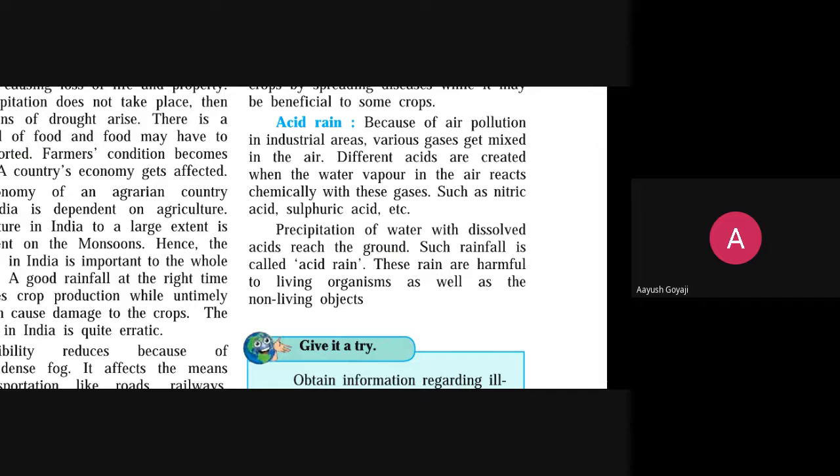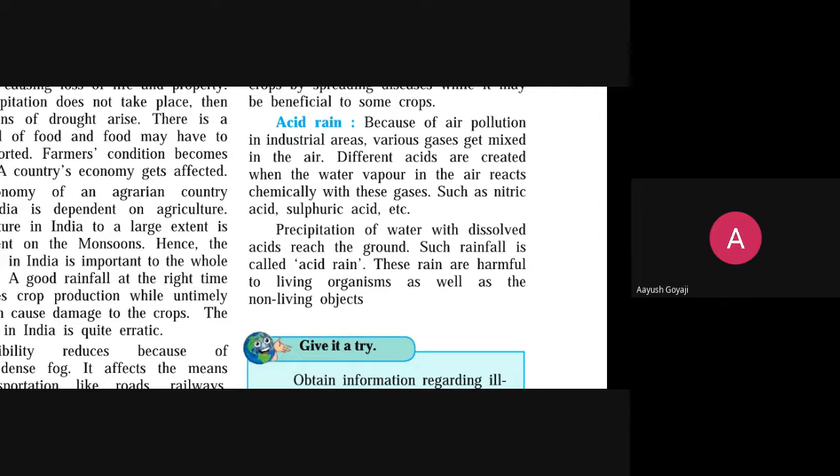म्हणजेच काय, जेव्हा एअर पोल्युशन होत असतं, त्यावेळी त्यामध्ये वेगवेगळ्या प्रकारचे गॅसेस असतात आणि हे गॅसेस जेव्हा वॉटर बरोबर रिॲक्ट होतात, रेनफॉल बरोबर रिॲक्ट होतात केमिकली, तेव्हा त्यांच्यापासून ऍसिड बनतात आणि त्या ऍसिडचं उदाहरण आहेत नायट्रिक ऍसिड, सल्फ्युरिक ऍसिड. म्हणजेच जेव्हा पाऊस पडतो तर त्या पावसाच्या पाण्याबरोबर हे जे गॅसेस आहेत ते रिॲक्ट होतात आणि त्यापासून नायट्रिक ऍसिड can be formed, sulfuric acid can be formed.